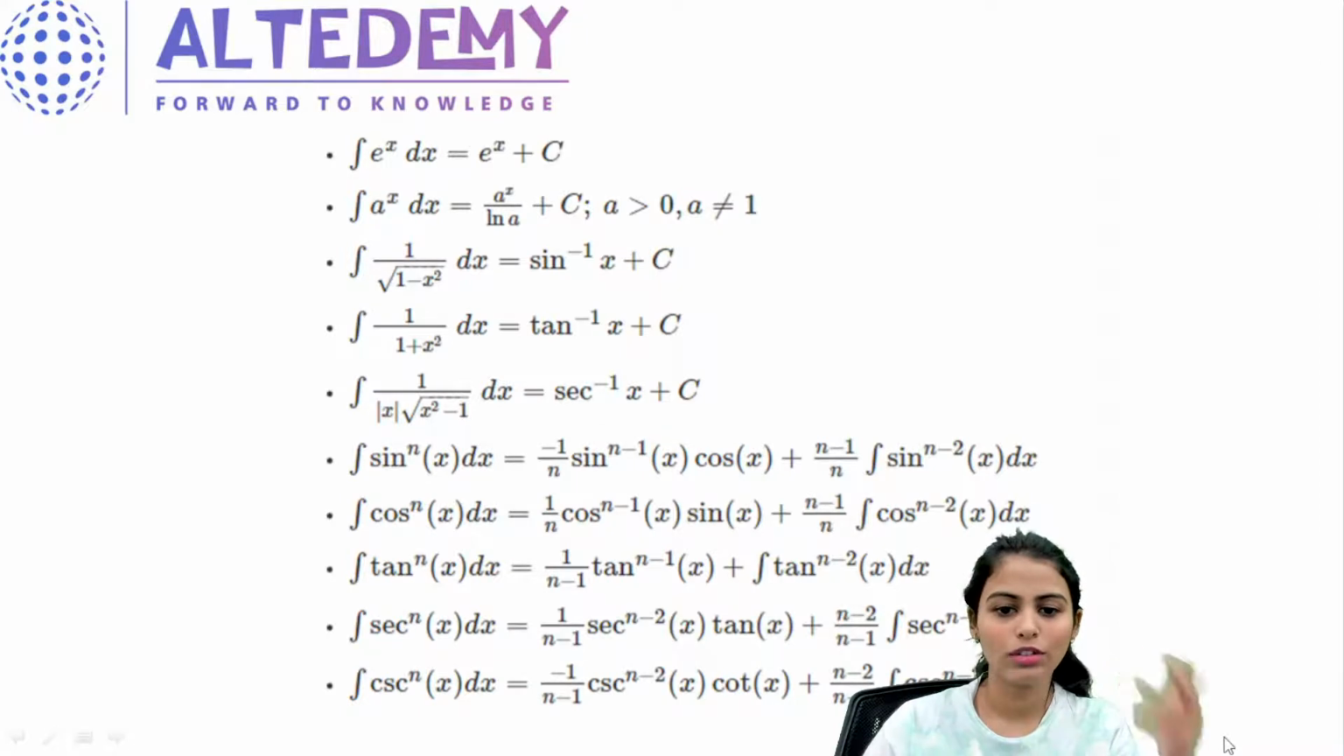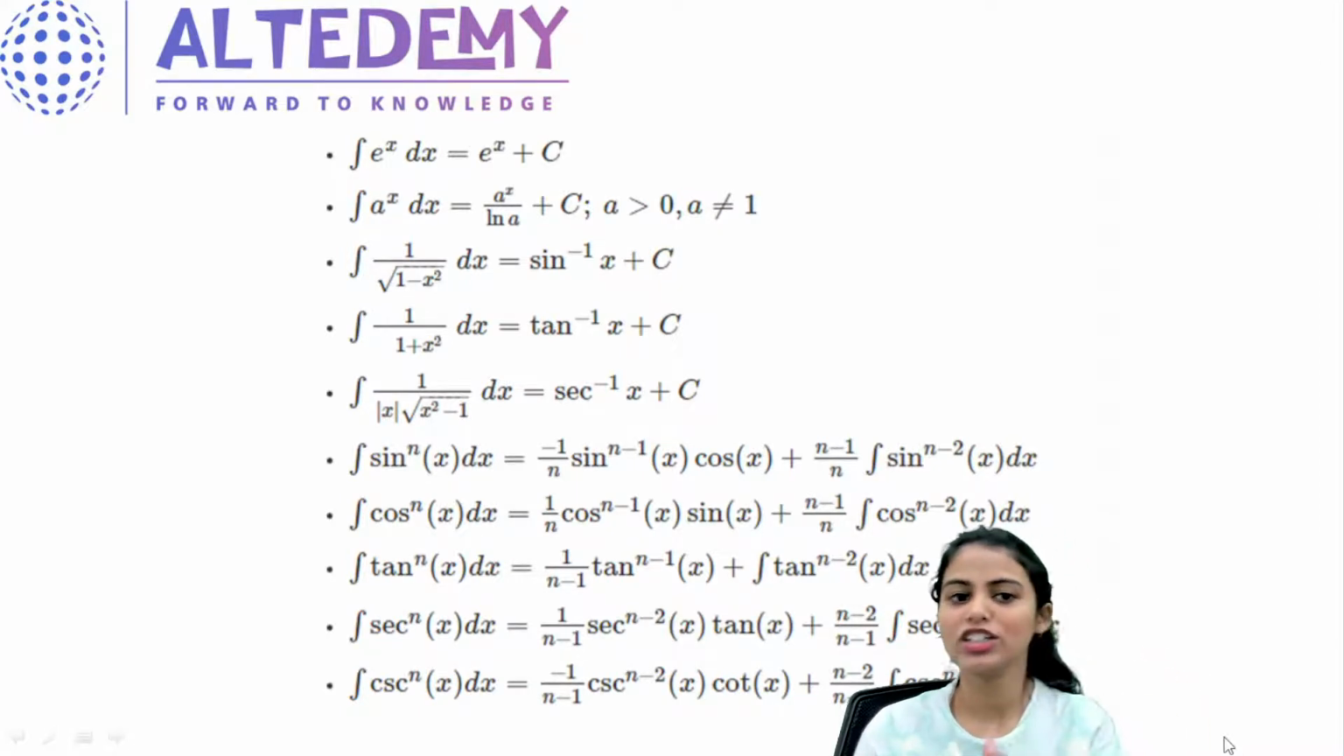So there are more formulas. E to the power x dx is equal to e to the power x plus c. E to the power x is stubborn. Exponential function is stubborn. It does not get changed in differentiation. It does not get changed in integration. It remains the same. And for a to the power x, we have a to the power x dx is equal to a to the power x upon ln a plus c. Everyone knows the differentiation of a to the power x.